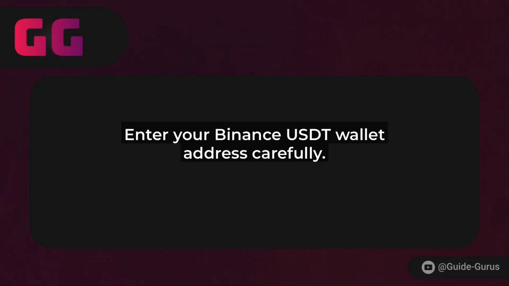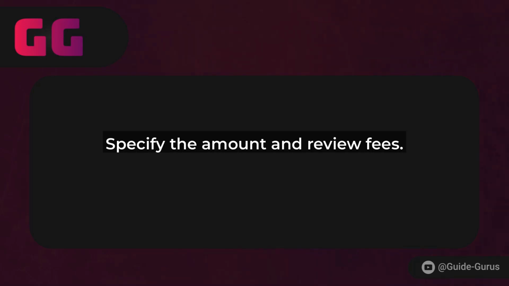Now, enter your Binance wallet address for USDT. Double-check this address. It's a simple step that can save you a ton of headache. You can find your Binance deposit address by logging into Binance, going to Wallets, selecting USDT, and copying the address from the deposit page. After that, enter the amount you want to withdraw, keeping an eye on any fees.